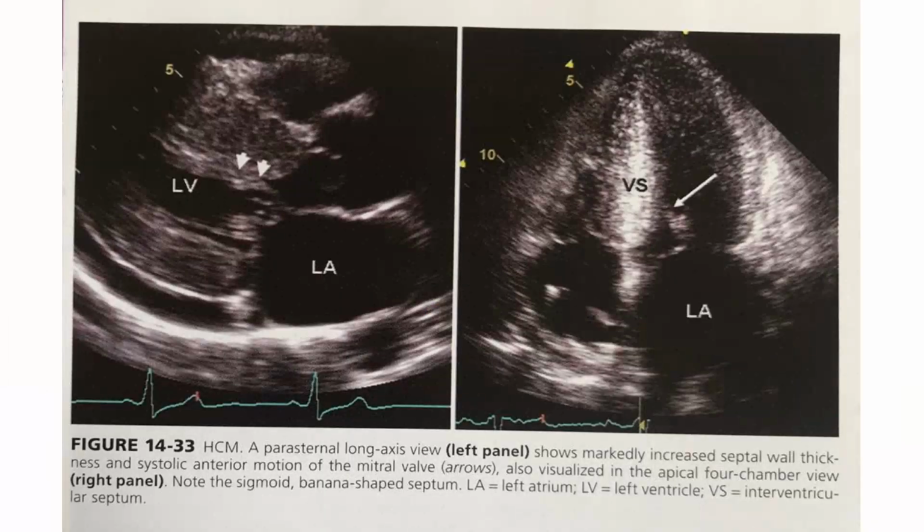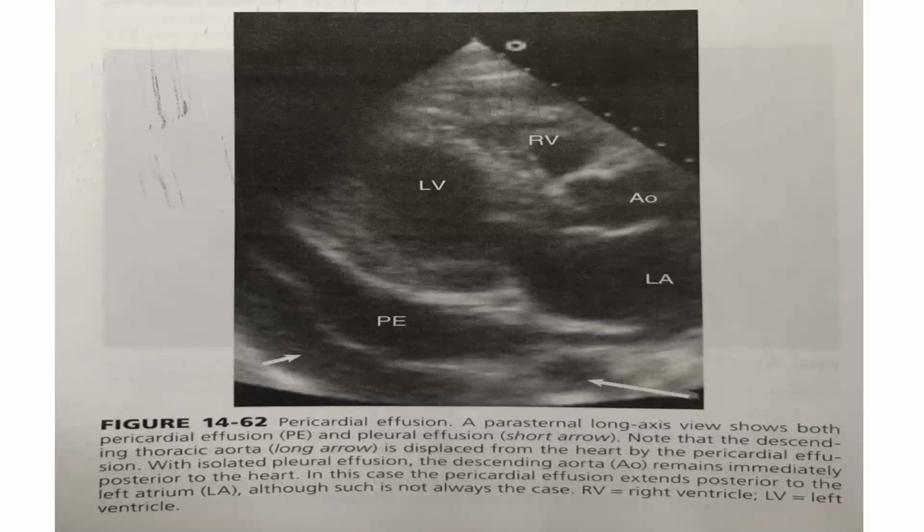This is the echo finding of a hypertrophic cardiomyopathy, long axis parasternal view showing marked increase in the septal wall thickness. And here we can see the anterior movement of the mitral valve. This is an echocardiography image showing pericardial effusion, as evident by the collection of fluid outside the heart.